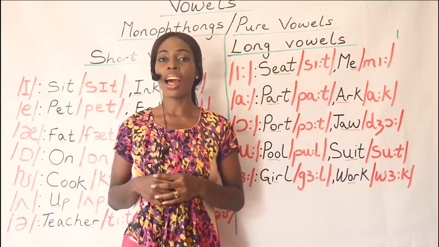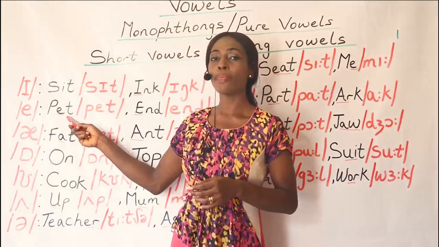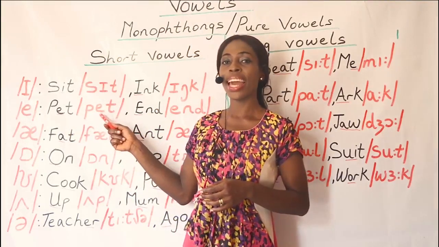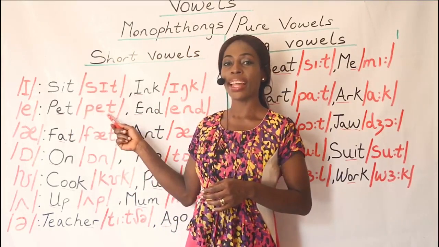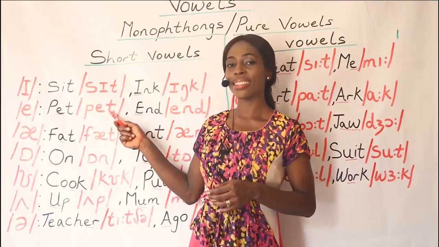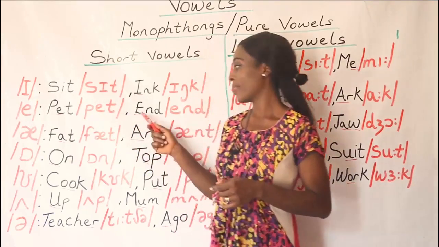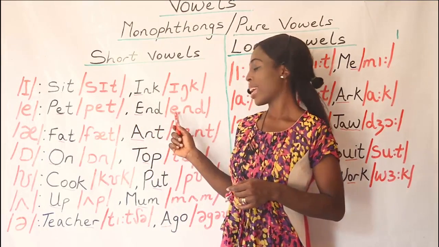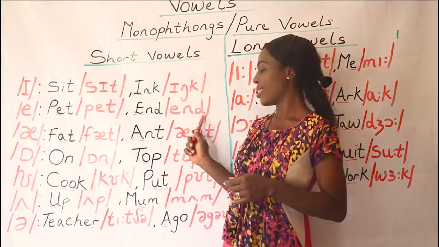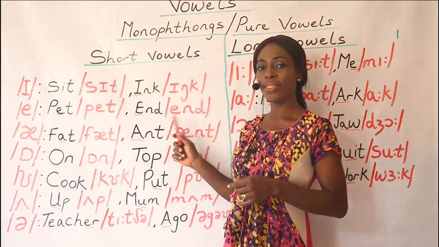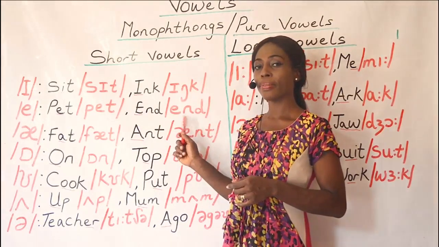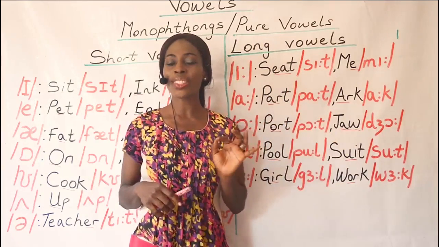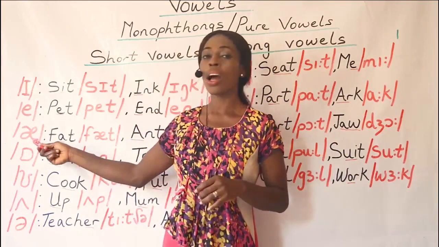And we have it in pets. Pets. P, E. Pets. And we also have it in end. End. E, D. End. Good.